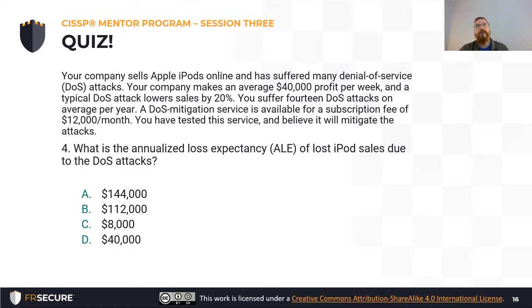All right, well, now we got to go and say we make $40,000 per week. And we have sales losses of 20%. Oh, man. What was annualized loss expectancy? Well, you take that 40,000 times 0.2 and then multiply that by 12. And that's going to give you your annualized loss expectancy of 112,000. That's what we expect to lose over the course of the year due to these DOS attacks.